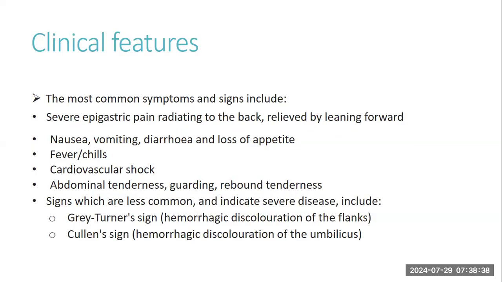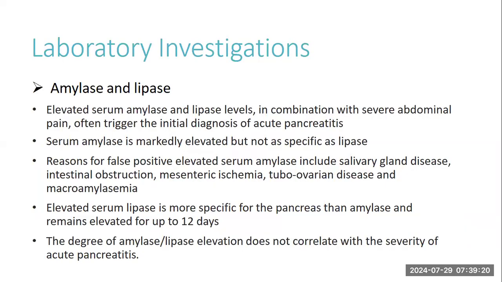Important signs and symptoms I would see in a patient with acute pancreatitis include severe epigastric pain that radiates to the back, usually relieved by leaning forward. There is nausea, vomiting, diarrhea, loss of appetite. There could be fever and chills and rigors, and there could be cardiovascular shock, abdominal tenderness with guarding and rebound tenderness. Grey Turner sign or Cullen sign may be seen, but usually in severe cases. Grey Turner sign is ecchymosis around the flank, as seen on this patient, whereas Cullen sign is ecchymosis around the periumbilical area. So these are some severe signs seen in acute pancreatitis.